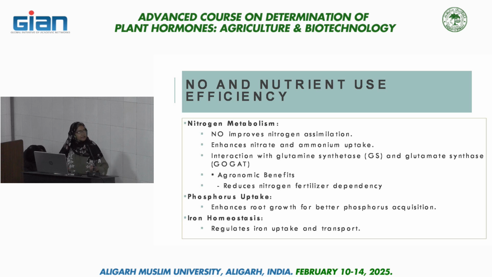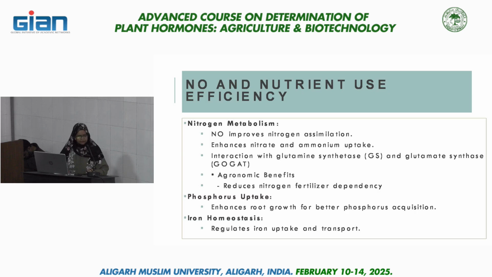So all these nutrients, like we have discussed, nitrogen, phosphorus, potassium, iron, are very crucial for plant growth and development. And NO increases the efficiency of these nutrients, which is very important for the growth and development of the plants.